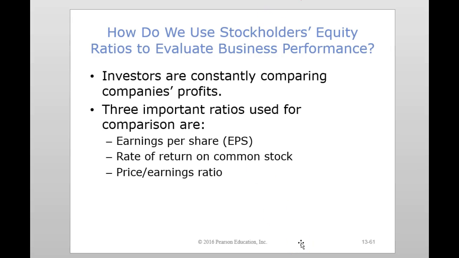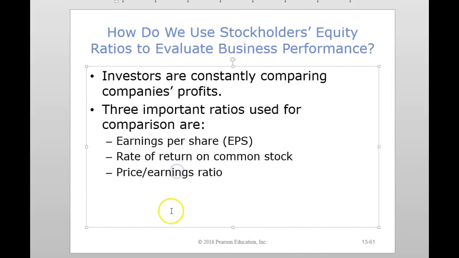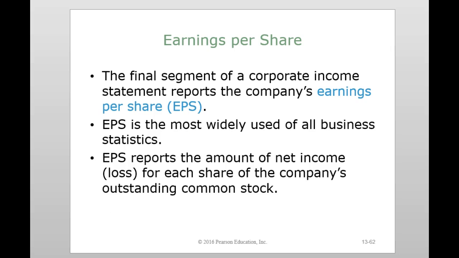We're always comparing a company's profits, because maybe somebody else has a better profit. We want to know, one, why ours isn't that good if they're in a similar business, or two, if we want to invest in that company. So there are three important ratios used for that: earnings per share, the rate of return, and the price earnings ratio. All of these are very easy to do. They're all equations, and they all come off the financial statements.